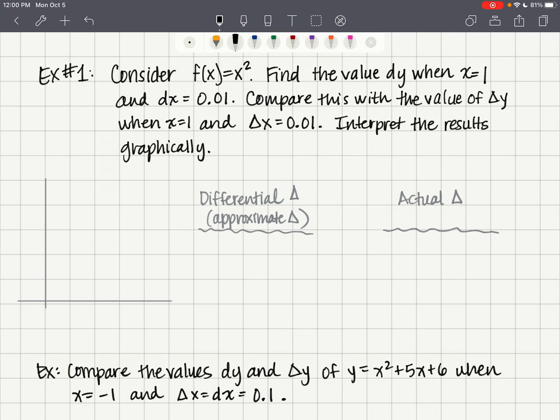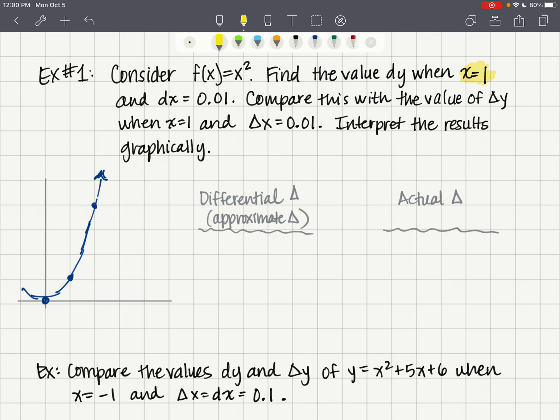Let's consider f of x equals x squared. We're going to compare the two values, and I'm going to show you how very close they can get. First, we're going to take f of x equals x squared. I'm going to graph that real quick. So I've got this curve here. It's a beautiful parabola, just half of it, because I just need the positive half, because we're talking about when x equals 1.